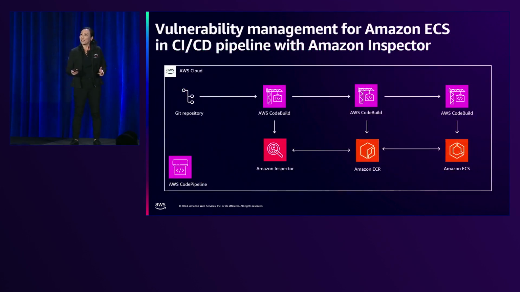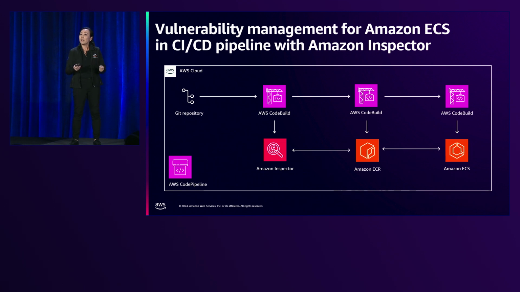So this is what it looks like when you integrate your Inspector SBOM into your CI/CD pipeline. You start off with your Git repo, and that's where your code base lives. AWS CodeBuild packages up your container image, and before it gets pushed out into your ECS workload, Amazon Inspector takes that container image and scans it for you. And then it generates the SBOM JSON file.